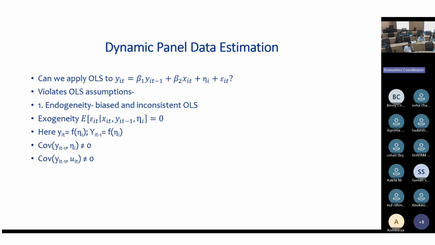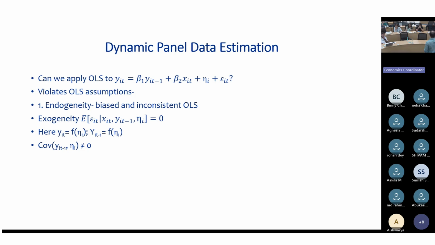So this is the first argument: one of the explanatory variables is correlated with the error term. So the exogeneity assumption is violated. This is the first violation. Is there any other violation here? What are the assumptions of OLS? So exogeneity, homoscedasticity, no multicollinearity, no autocorrelation.